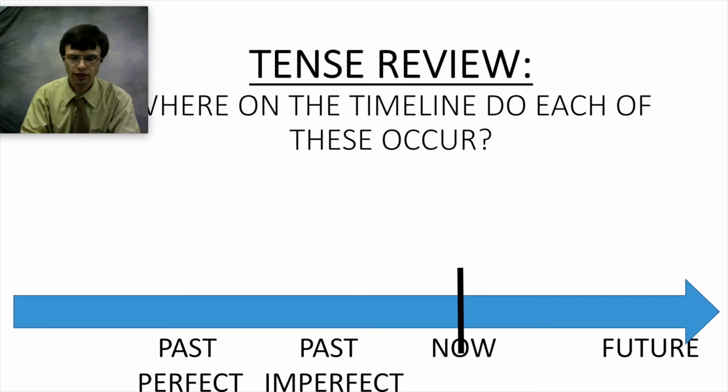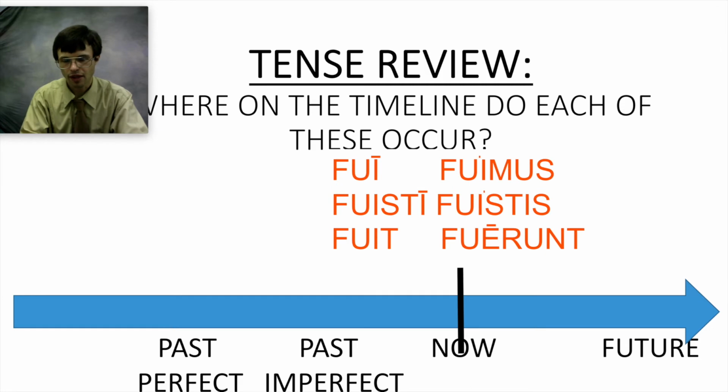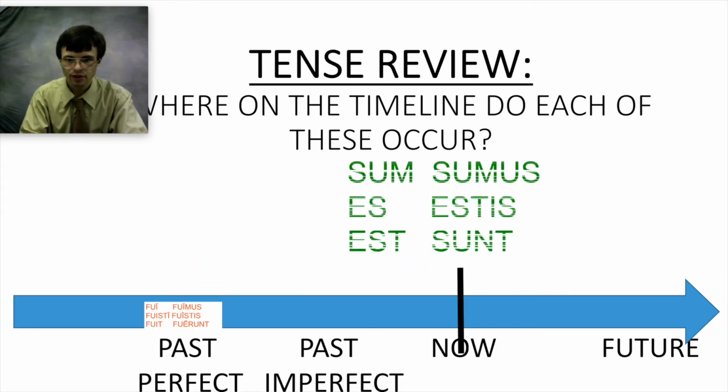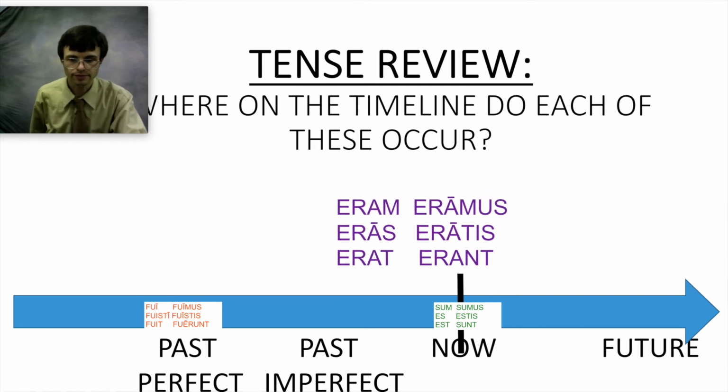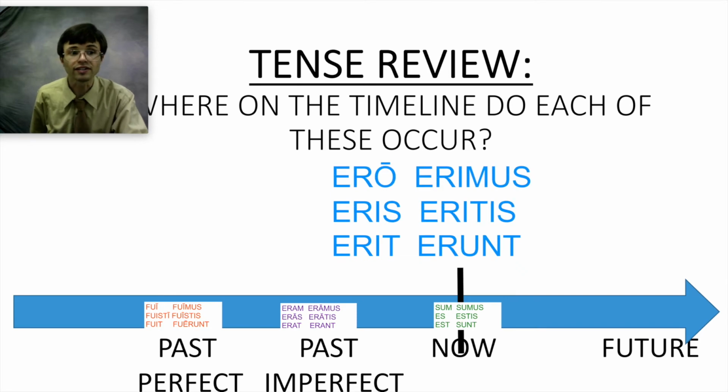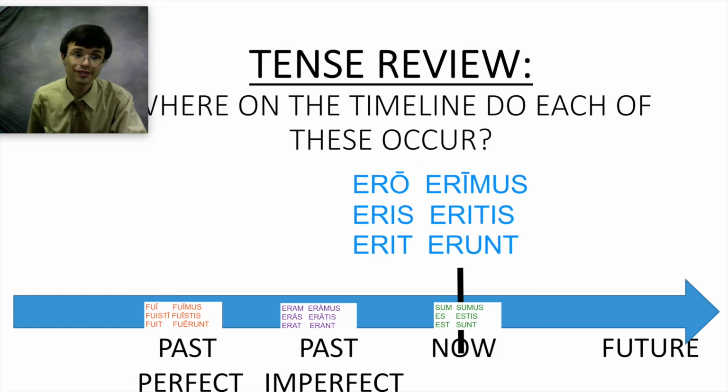All right, so let's go to the irregular verbs to be and to be able. All right, so where on the timeline do each of these occur? You're going to have to do this, so pay attention right now. Fui, fuisti, fuit, fuimus, fuistis, fuerunt. Perfect. Sum, es, est, sumus, estis, sunt. Present. Eram, eras, erat, eramus, eratis, erant. Imperfect, right? Ero, eris, erit, erimus, eritis, erunt. Future.